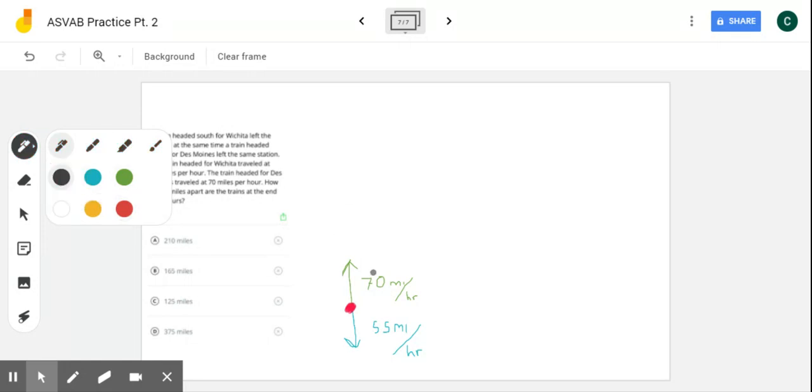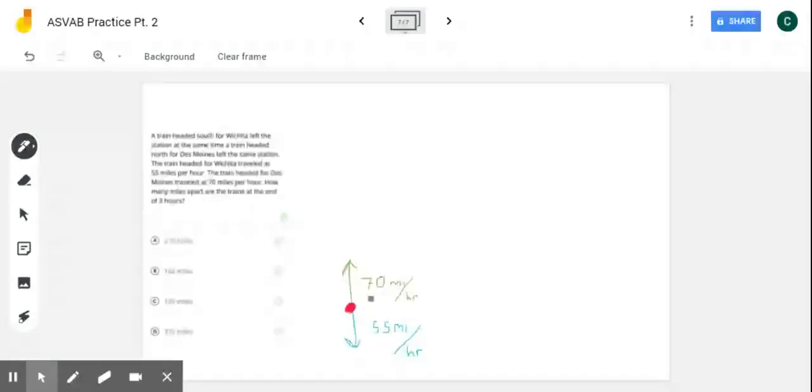So this one's going to be up here, this one's going to be down here. 70 miles per hour, so that means in 1 hour it's going to travel 70 miles. This train in 1 hour is going to travel 55 miles, and it wants to know how far apart they are. So if we figure out how far this train traveled in 3 hours and how far this train traveled in 3 hours, then we can add those together and get the total.